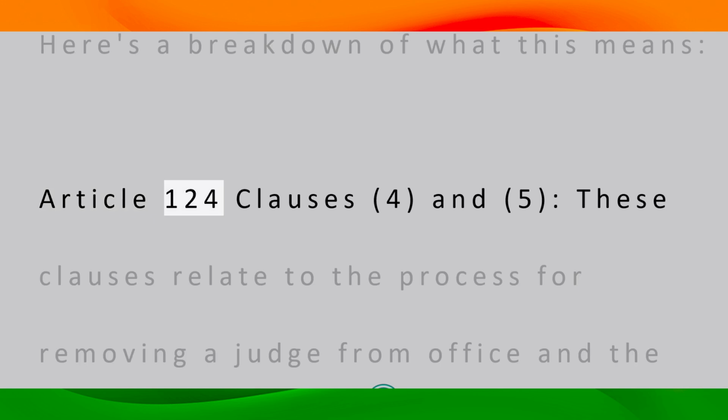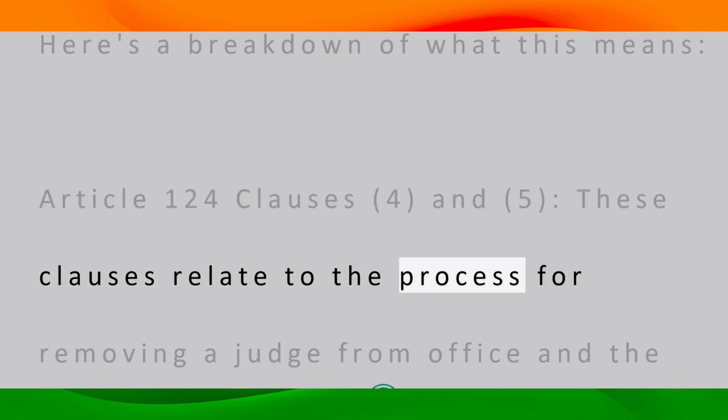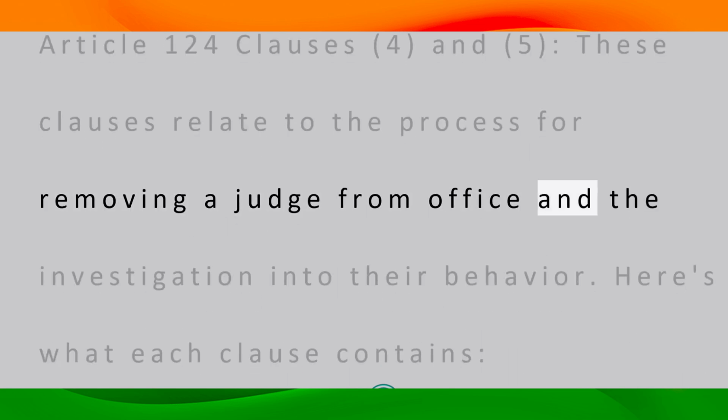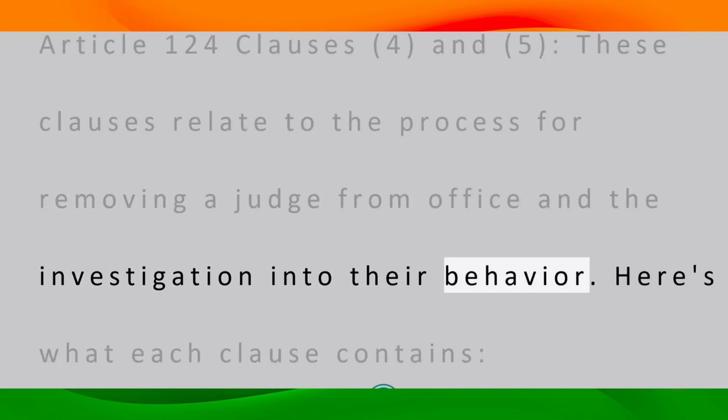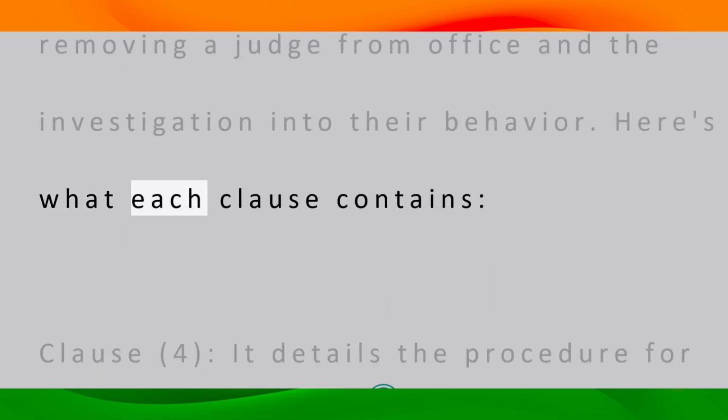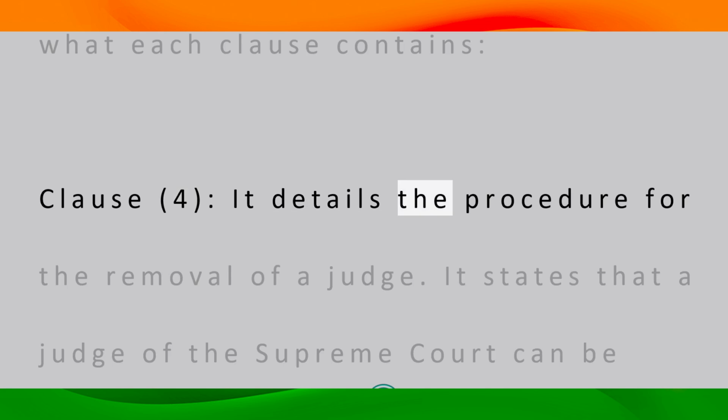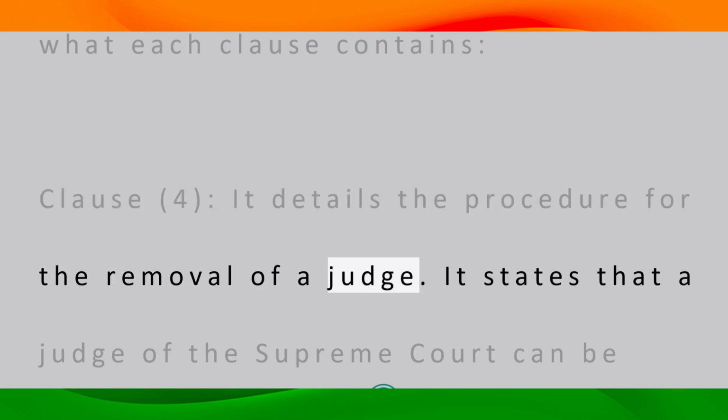Article 124 clauses 4 and 5. These clauses relate to the process for removing a judge from office and the investigation into their behavior. Here's what each clause contains. Clause 4. It details the procedure for the removal of a judge.